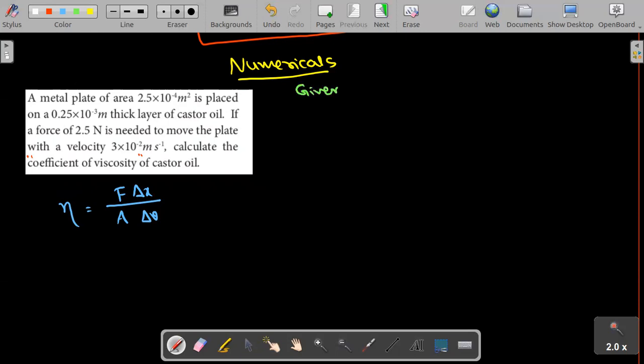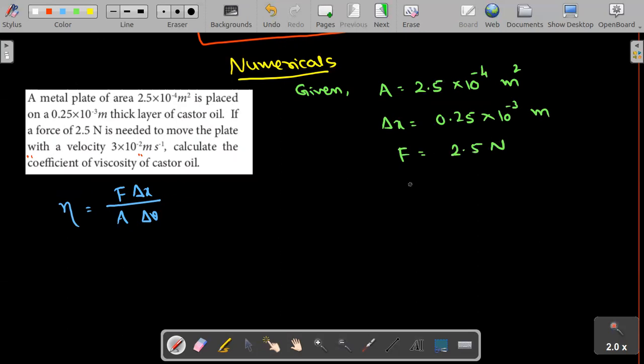What are the things that have been given? They have given the area of the plate as 2.5 into 10 power minus 4 meter square, placed on some thick layer of castor oil. The delta X is the difference between the layers, right? So delta X is given as 0.25 into 10 power minus 3 meter. The force they have given as 2.5 Newton, needed to move the plate with the velocity. What is the velocity? The velocity is 3 into 10 power minus 2 meter per second.